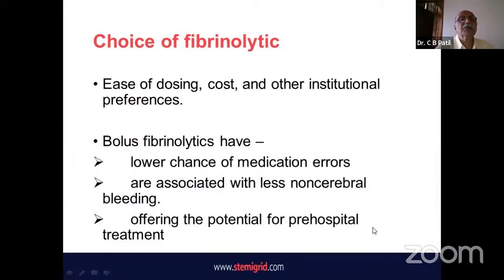So what are the choices? Ease of dosing is important, like bolus agents, and cost. Bolus agents are costly, whereas streptokinase is a cheaper drug, which may be amenable to low socioeconomic status patients, all these things. Bolus fibrinolytics have a lower chance of medication errors, are associated with less non-cerebral bleeding, offering the potential for pre-hospital treatment also.